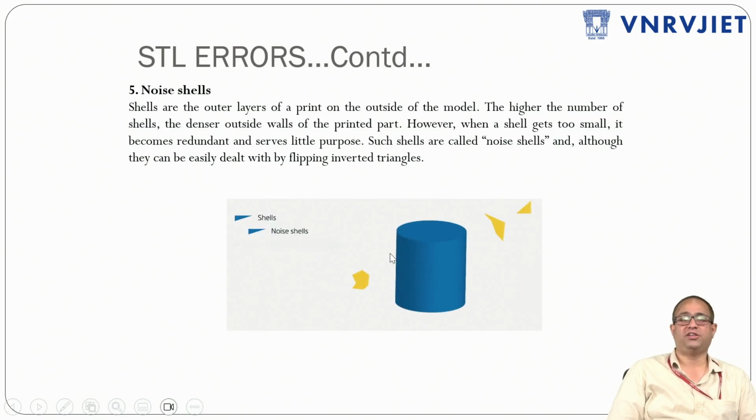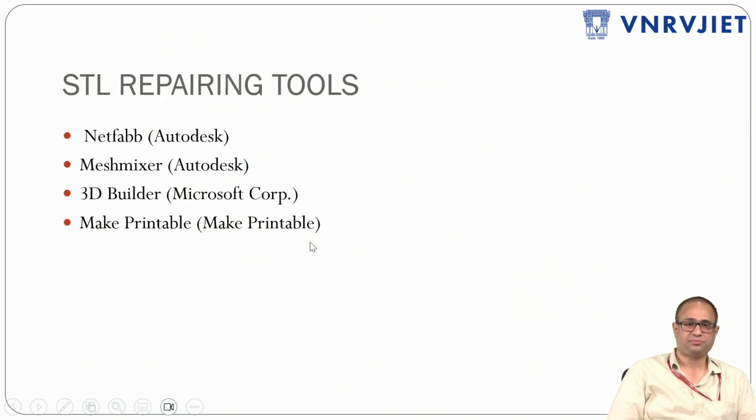Next are the noise shells. So what is a shell? A shell is the outer layer of the print on the outside of the model. The higher the number of shells, the denser the outside walls. When a shell gets too small, it becomes redundant and serves little purpose. Such shells are called noise shells. These noise shells should also be removed completely. This issue happens especially with the flipping of inverted triangles.